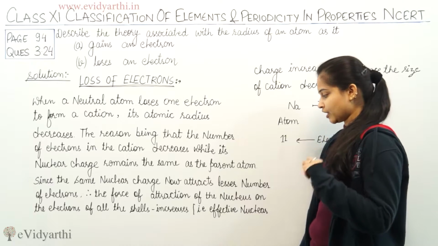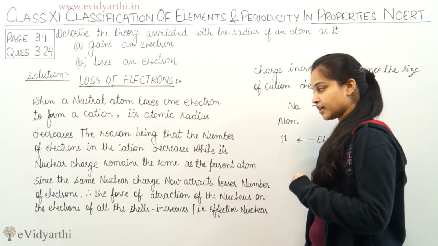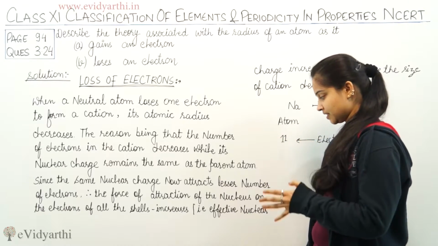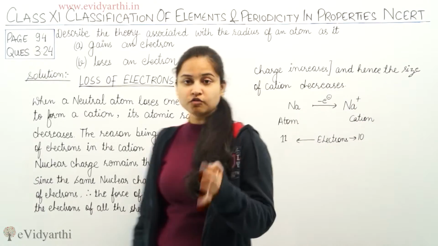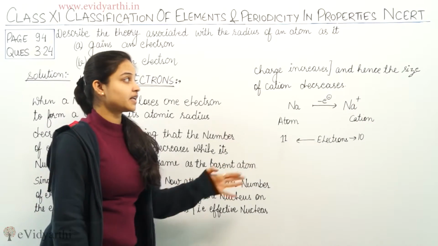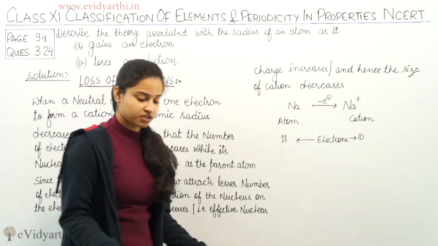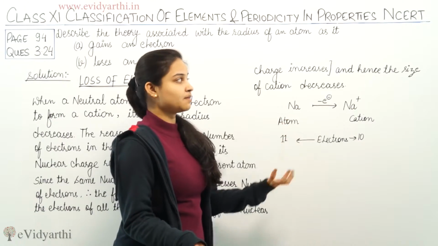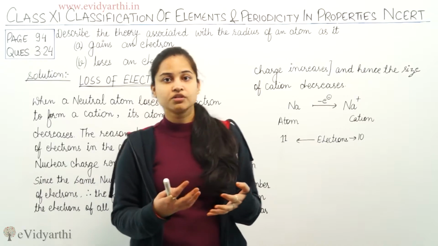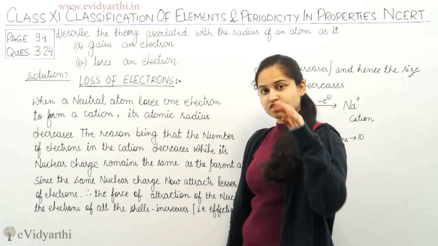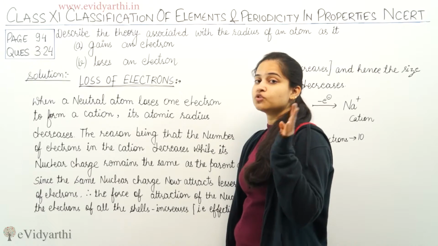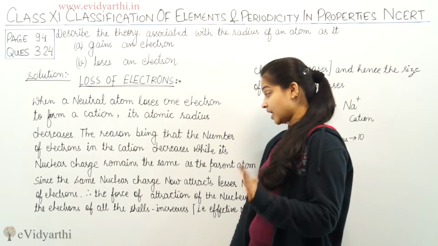the force of attraction of the nucleus on the electrons of all the shells increases, that is effective nuclear charge increases and hence the size of the cation decreases. So when the effective nuclear charge increases, it is obvious that the size of the cation will decrease, just because electrons are decreasing but the nuclear charge is the same.